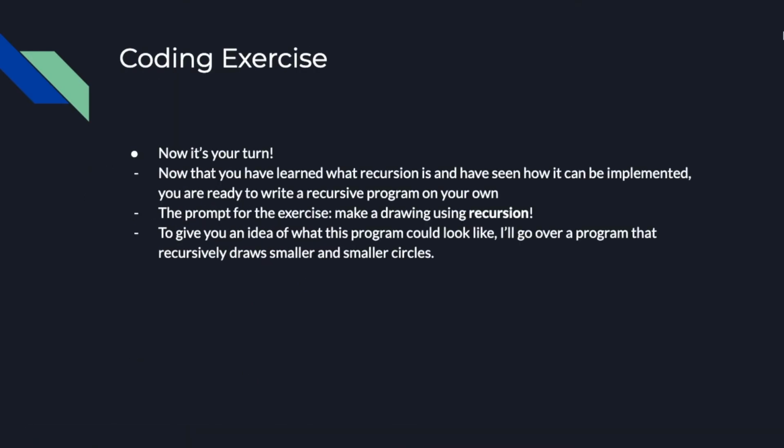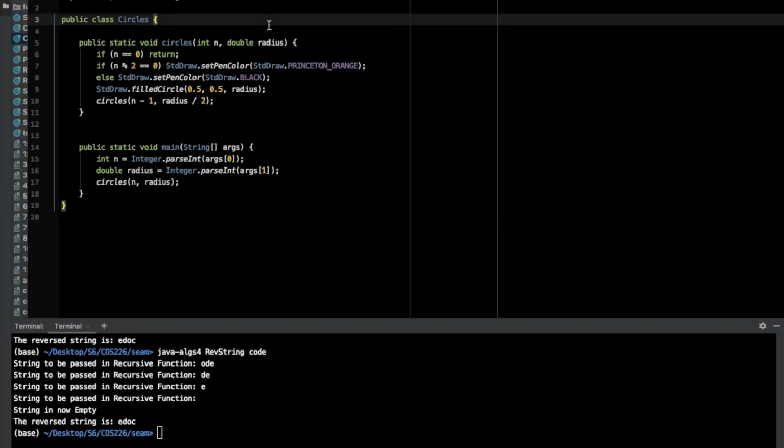So now it's your turn. You have learned what recursion is, you have learned when it is used, and then you have seen how it can be implemented. And so you're ready to write a recursive program on your own. So we're going to give you the prompt, which is to make a drawing using recursion. And you can be as creative as you want with this, but we're just going to give you a sample program of what this could look like, just so that you can get an idea of what you could do yourself.